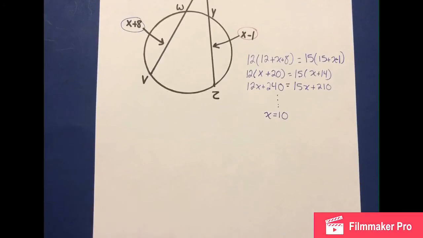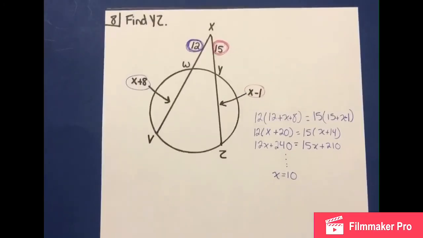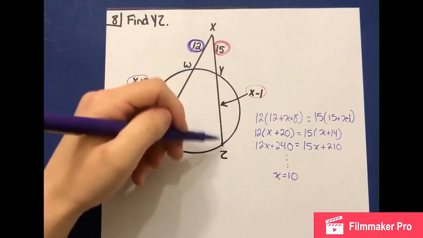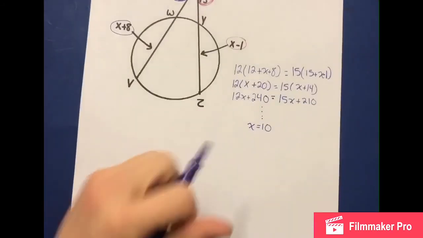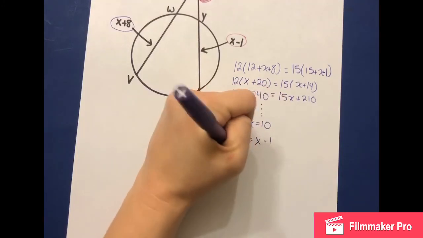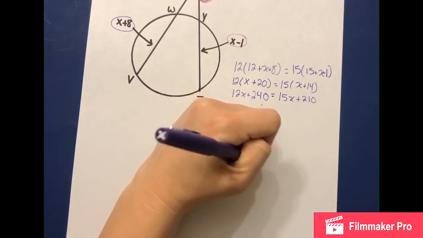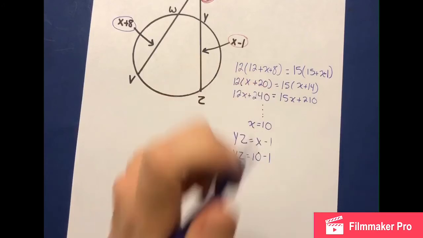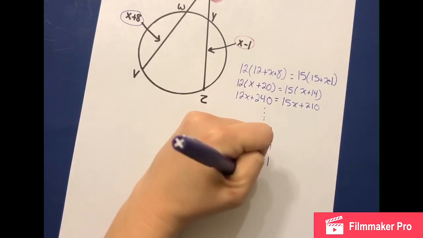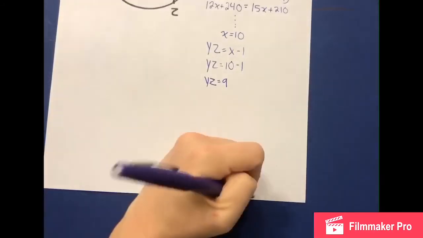But I do need to plug back in because they want YZ here. YZ is this part here, that's x minus 1. So I have YZ equals x minus 1. YZ equals 10 because I'm substituting in the x. 10 minus 1, so YZ is equal to 9. And that's gonna go there.